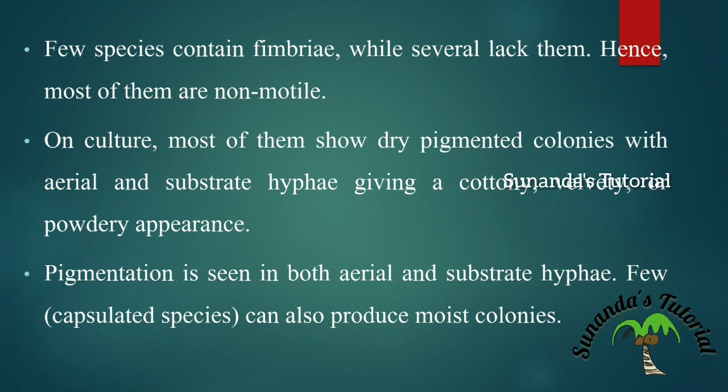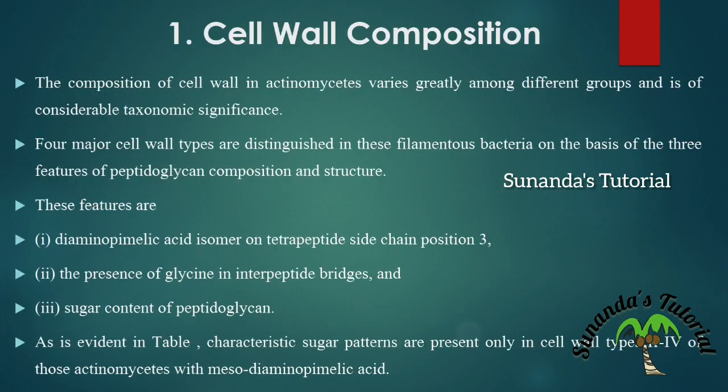A few can also produce moist colonies because they have capsulated species. What is the capsule present in bacteria? Glycocalyx. So like bacteria, obviously these are included under bacteria, some Actinomycetes species also form a capsule.